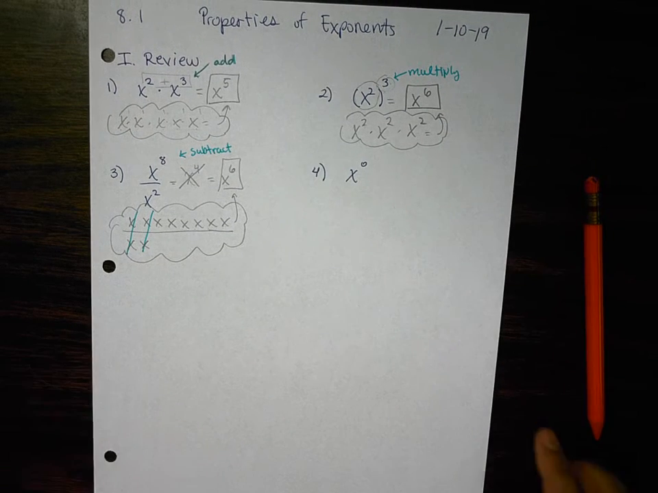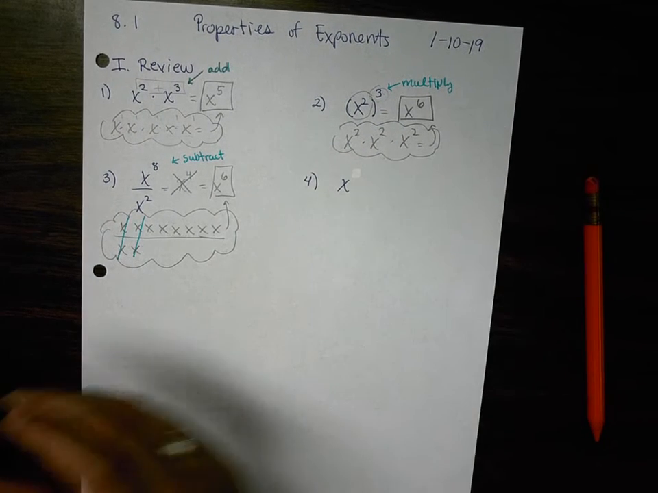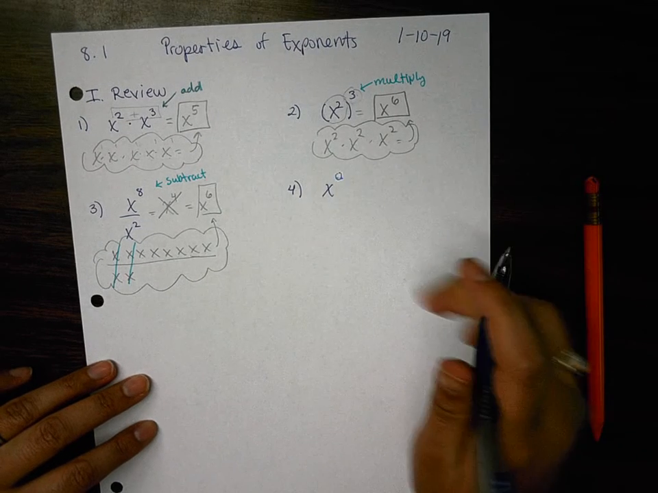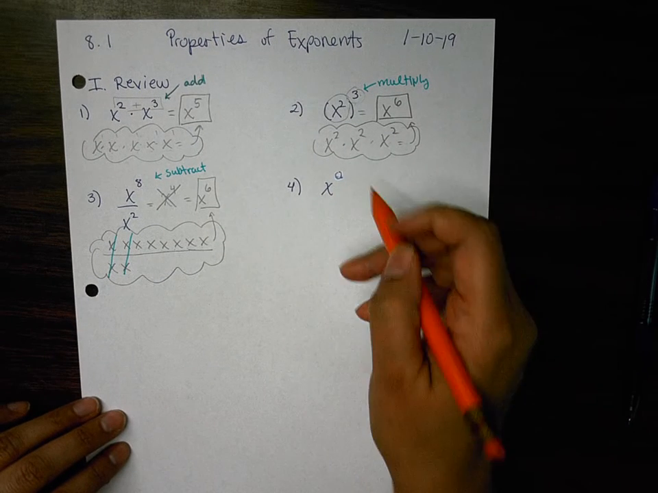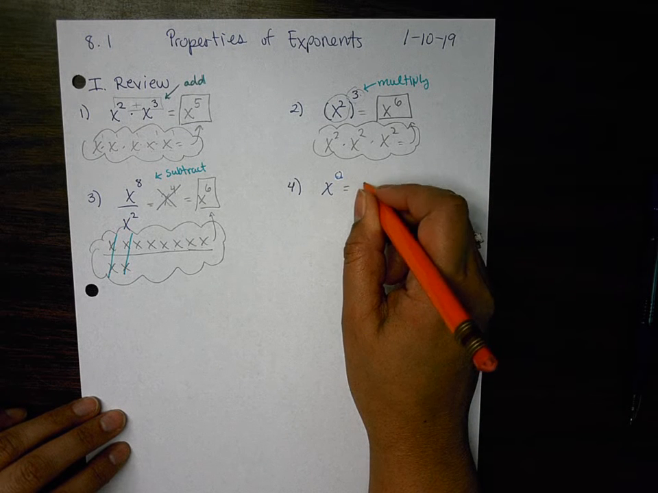All right, we're going to continue reviewing number 4, x to the 0. Does anybody remember what that is? X to the 0 power. As long as your base is not 0, it is 1. Good job. Do you guys remember that? Did you learn that last year or in middle school? Do you remember? This year?